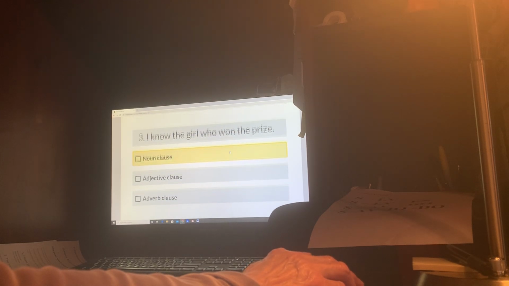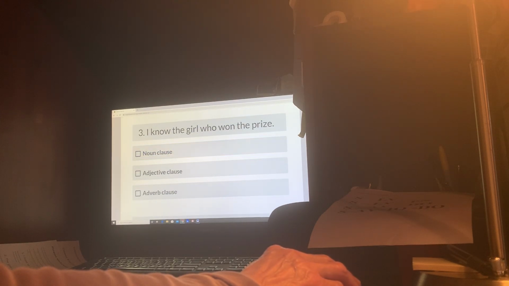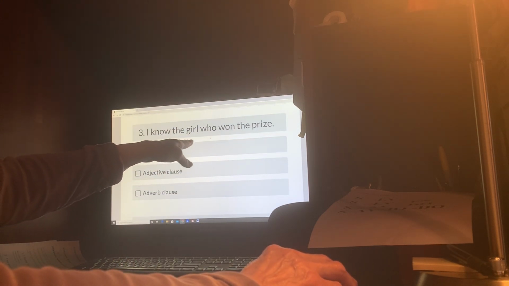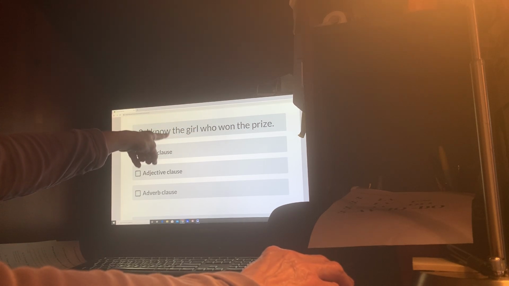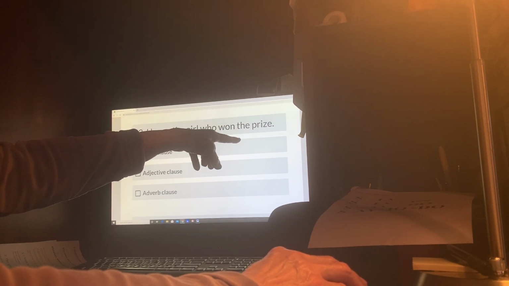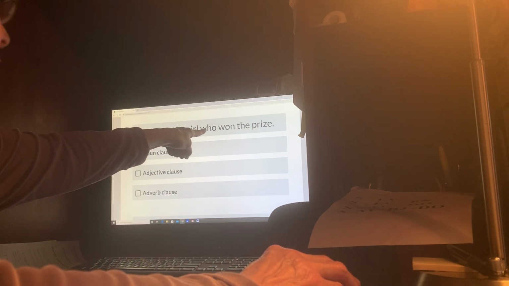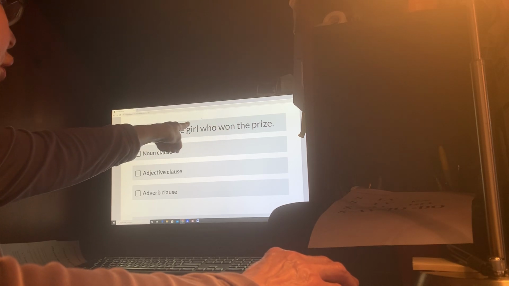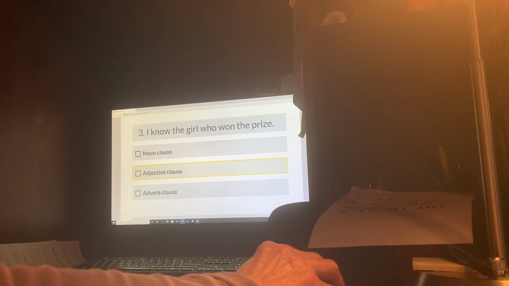Incorrect. I know the girl who won the prize. There's your who, whose, whom, which, that. Which girl? The girl who won the prize. So we have this clause, adjective clause, modifying the noun girl.